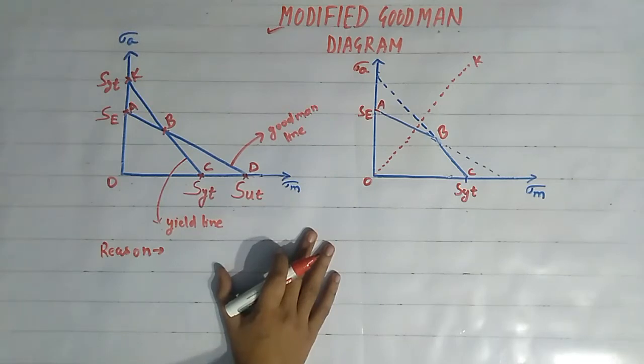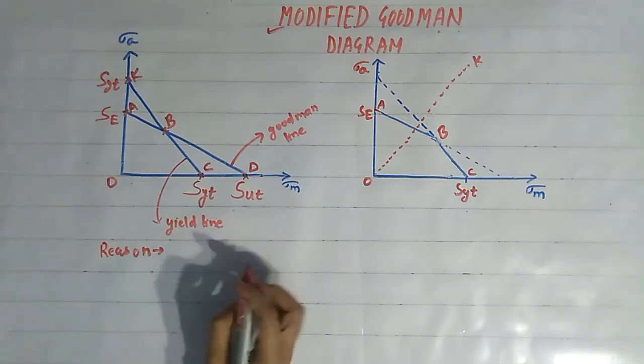Okay, there is a vulnerable portion which can fail in the Goodman diagram, and to address this issue we needed a modified Goodman diagram. So when we remove that vulnerable portion from Goodman diagram, we will get the modified Goodman diagram. So there are two modified Goodman diagrams which are available in all textbooks.